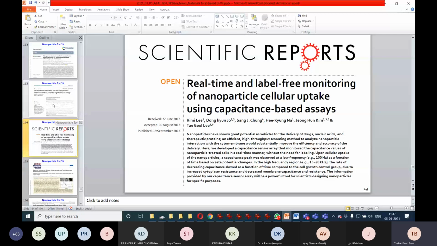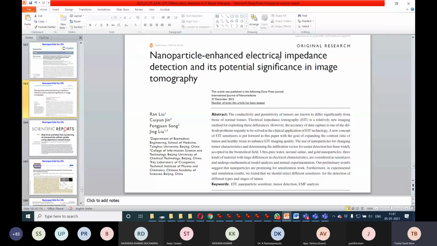But in the biomedical field also, a lot of examples are there. A few case studies have been done, such as nanoparticle-enhanced electrical impedance. The nanoparticles are used for enhancing the electrical impedance and its potential significance in image tomography.